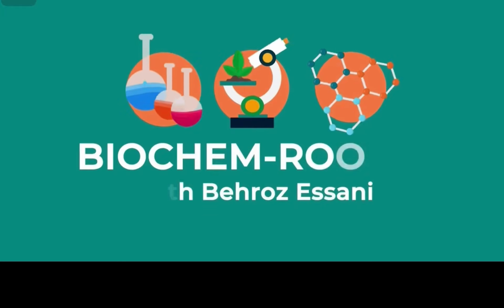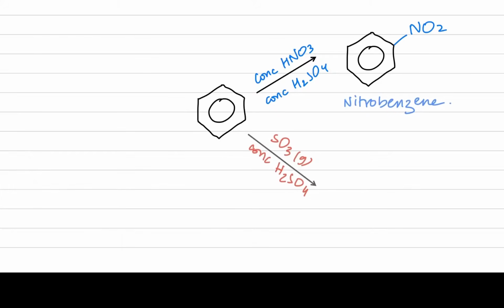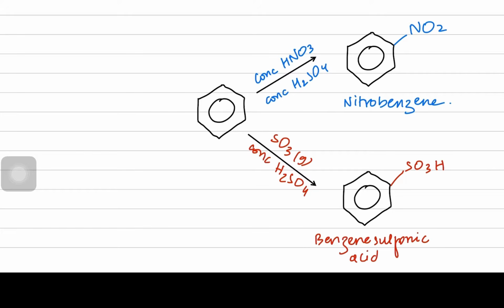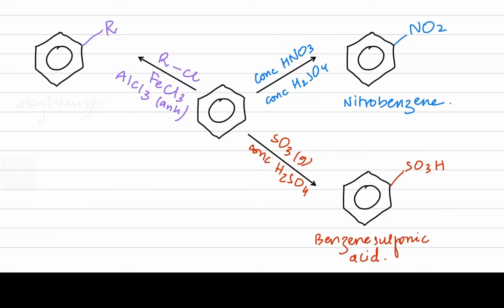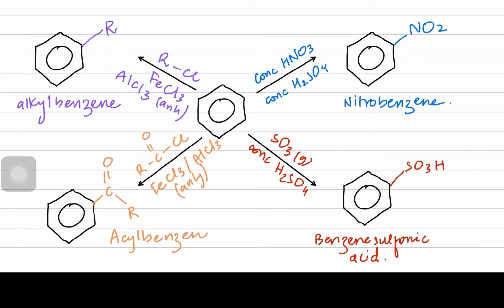Hey everyone, welcome back. In the previous video, we had talked about how nitrobenzene can be made from benzene, how benzene sulfonic acid comes from benzene reacting with SO3 and concentrated sulfuric acid, how alkyl benzenes are made using the Friedel-Crafts alkylation using FeCl3 or AlCl3, and similarly, how acyl benzenes can also be created from the same Friedel-Crafts catalyst but using a different reagent based on the requirement.